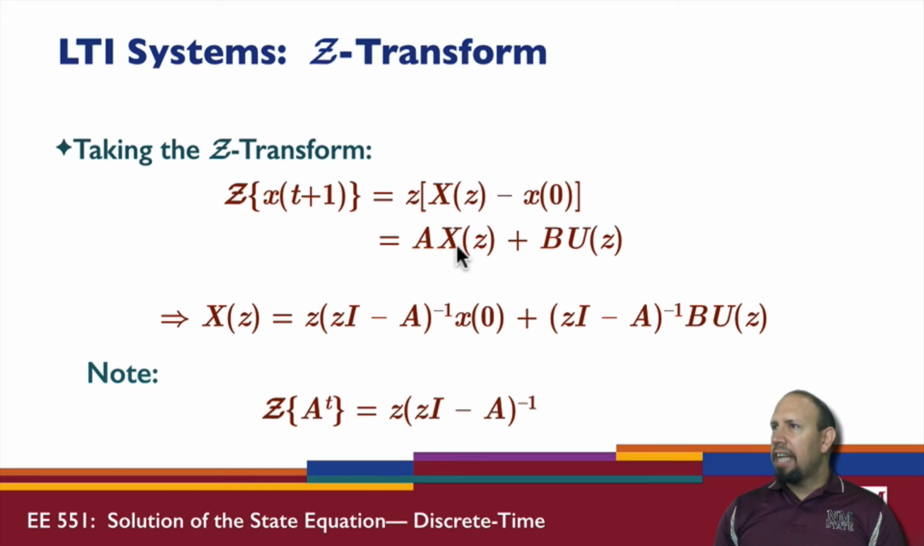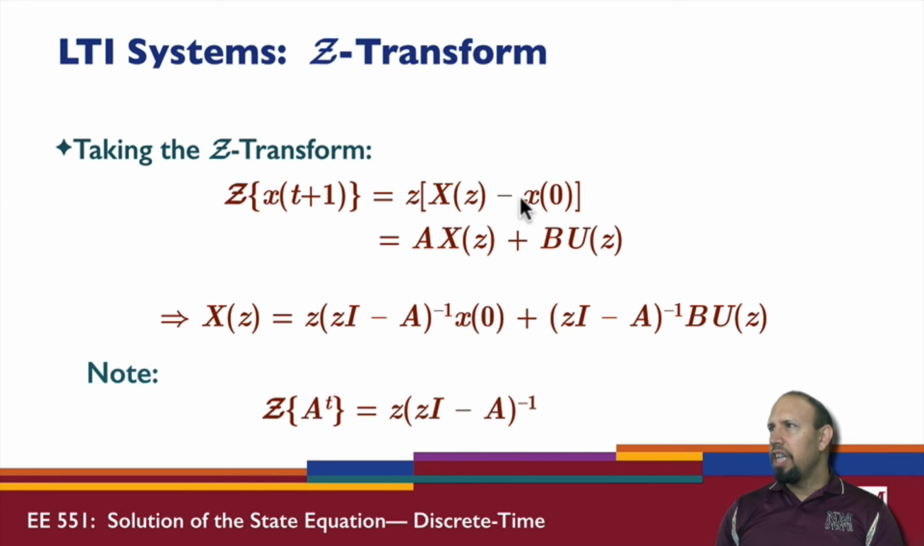I can take the x of z over to the other side. And when I do, I can factor out x of z. So I'm missing a step between here and here. I can factor out zI minus A times x of z. Multiplying through by the inverse, I get this expression.